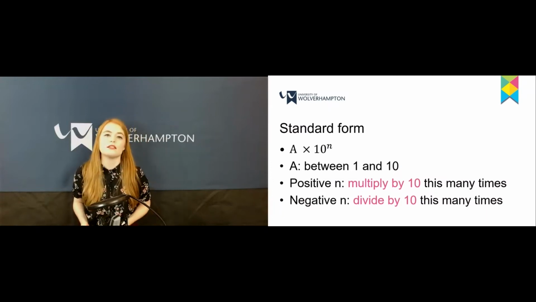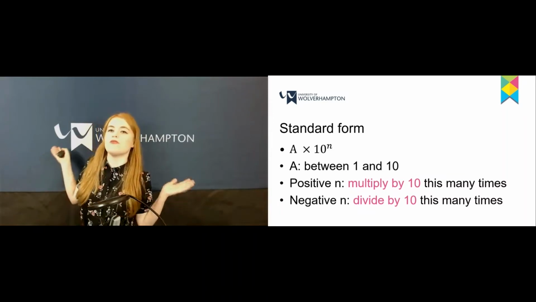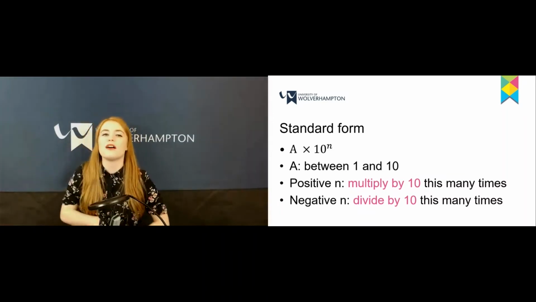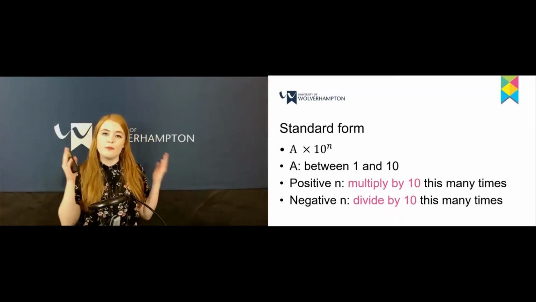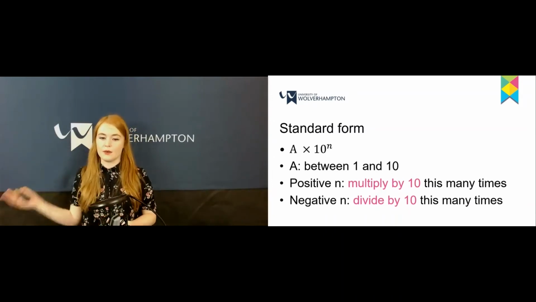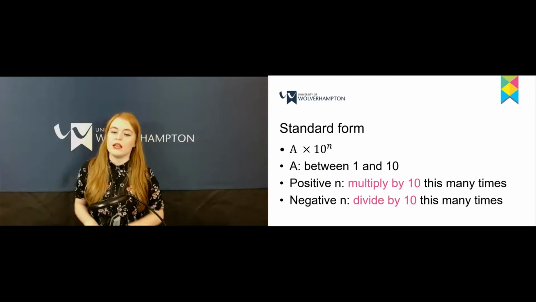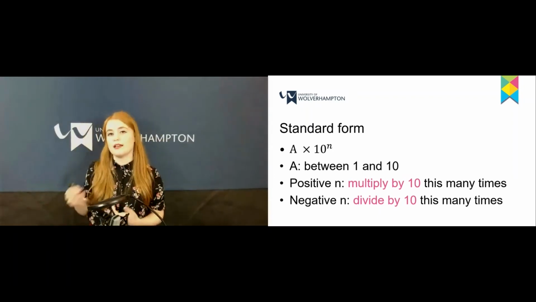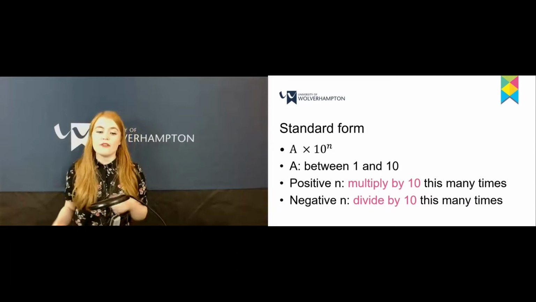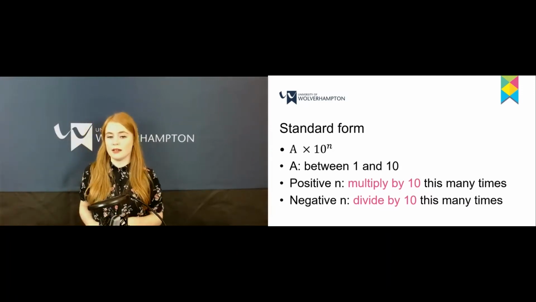Standard form is used a lot in chemistry because it can show either really, really big numbers or really, really small numbers without having to write them all out. So they're in the form a multiplied by 10 to the n, where a is a number between 1 and 10, but it's not 10. If it's a positive n, it means multiply a by 10 this many times. If it's a negative n, it means divide a by 10 this many times.